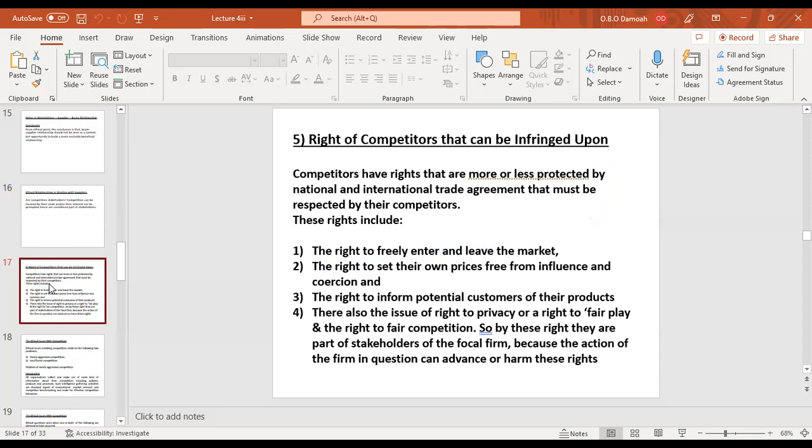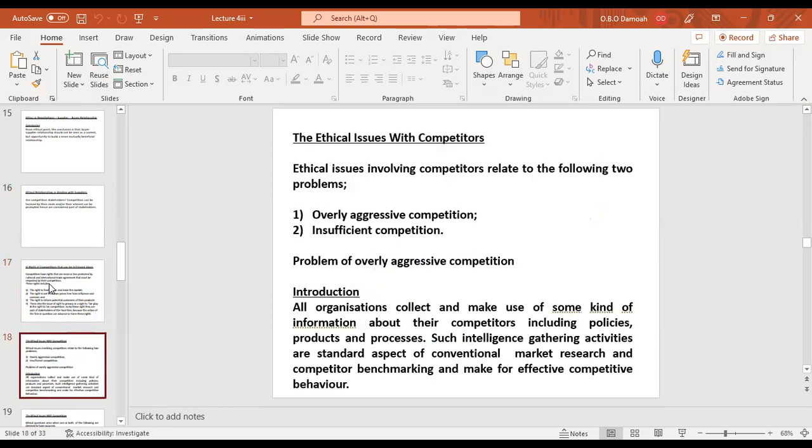Okay, and again, competitors have the right to privacy. So we want other competitors to know this. So that if anybody is advertising and all they are trying to say is that they are painting another competitor black, such behavior is unethical. Now look, having told you that competitors have a stake, number two, they have rights, number three, certain things can constitute unethical behavior.